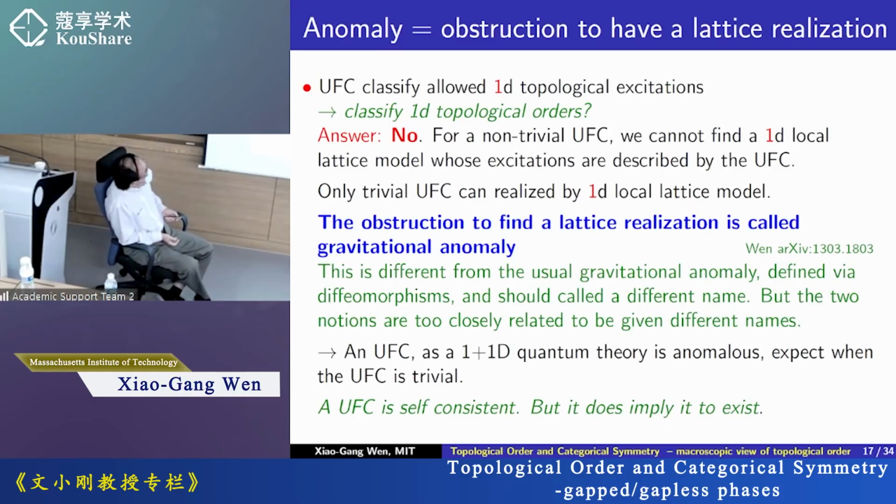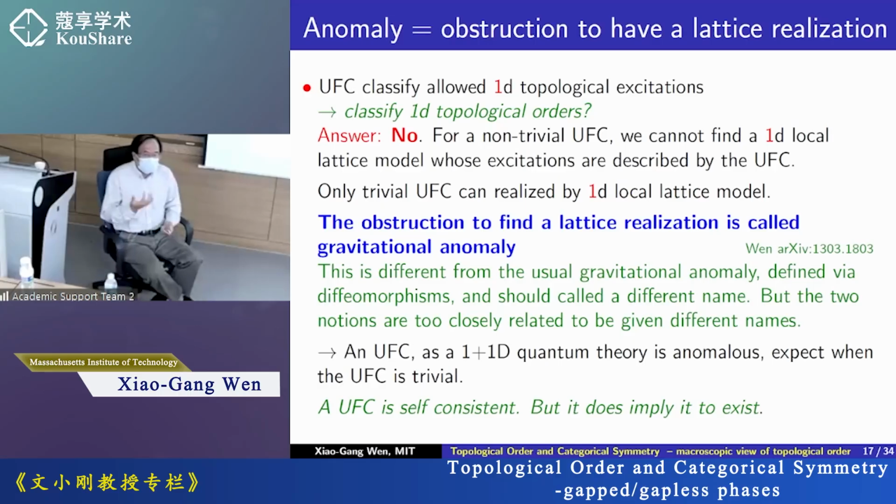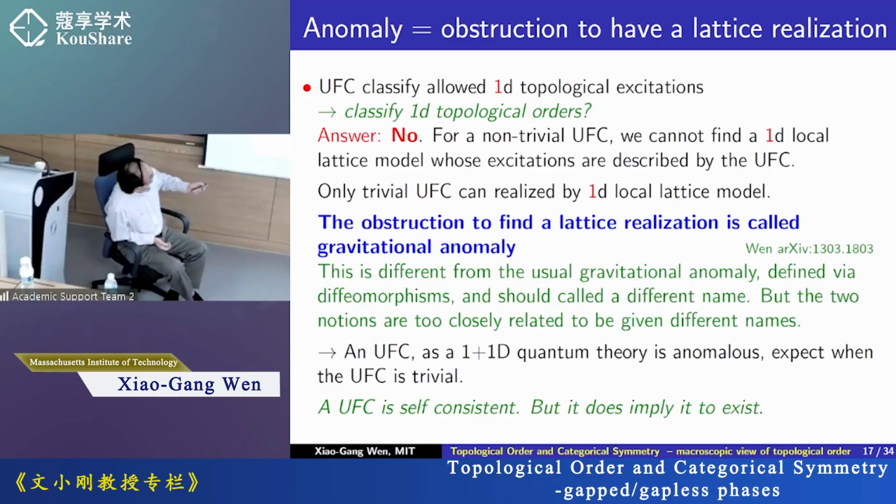So again, we try very hard and get nothing. Somehow mathematics allows this kind of structure for a one-dimensional particle, but the structure that mathematics allows cannot be realized by physics. It's a little bit surprising, because we thought if something is allowed, it should be realizable.